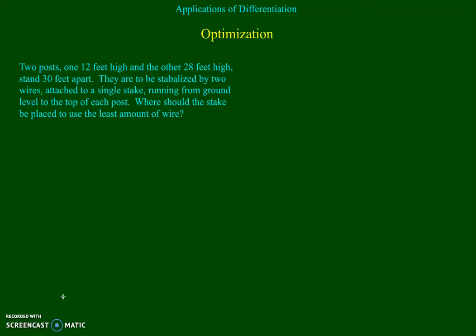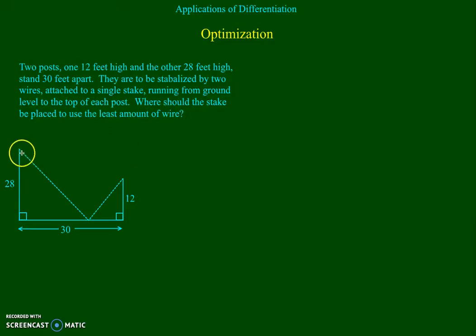This is part 17 of the series Applications of Differentiation. In this optimization problem, we have two posts, one 12 feet high and the other 28 feet high, and they stand 30 feet apart. They're to be stabilized by two wires attached to a single stake running from the ground level to the top of each post. Where should the stake be placed to use the least amount of wire?